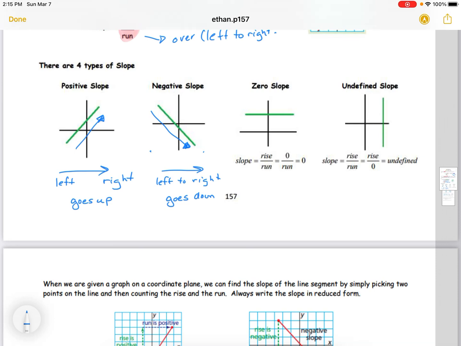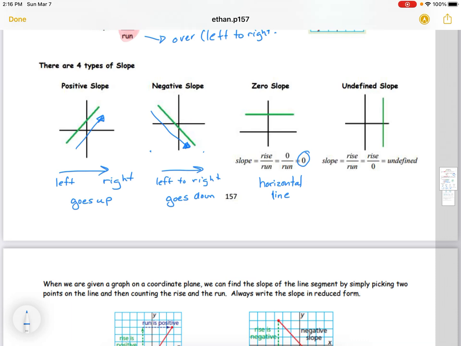We have our zero slope, and a zero slope happens when we have something that's horizontal. So this is a horizontal line, and that's because there is no increase in the rise. The rise is 0. The run is infinite, or it could be infinite. But 0 divided by anything equals 0. So if you have a horizontal line, you're going to have a 0 slope.